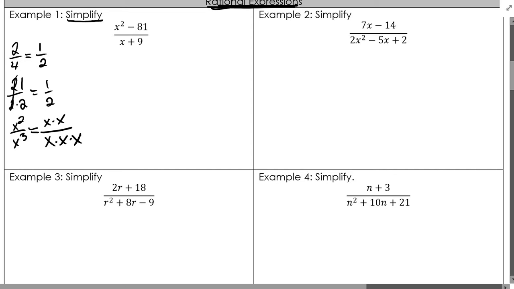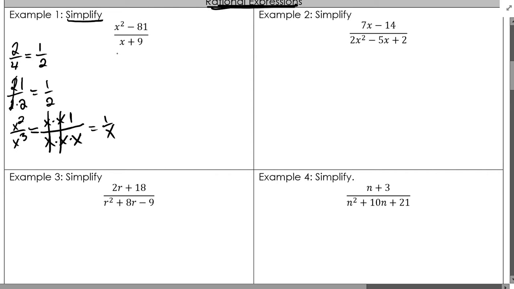Like we did before, we cross out numbers that are the same on top and bottom. We do the same for variables. These cancel, these cancel. When you eliminate everything on top, you're left with a 1 on top over x. So that gave us 1 over x. That's what we're going to be doing, but with more complex fractions like that.